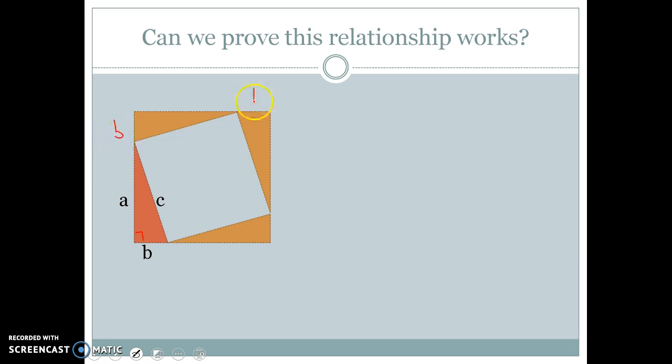So here's a B, here's a B, and here's a B. The longest leg is A. So here's an A, and here's an A, and here's an A. And the hypotenuse of all of the triangles is C. So here's a C, and here's a C, and here's a C.